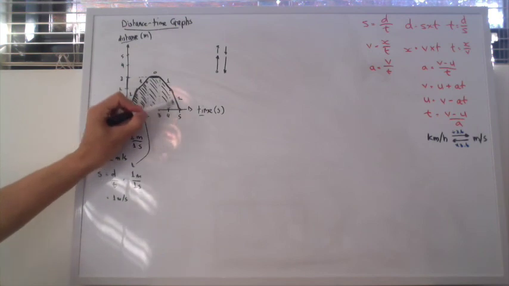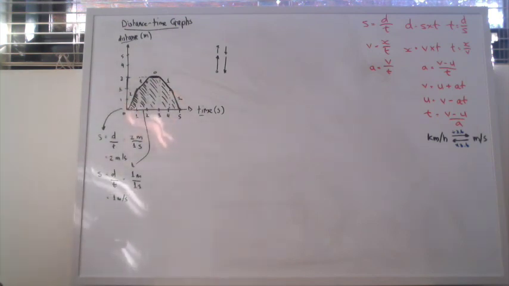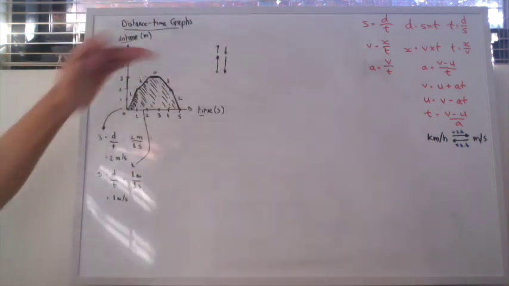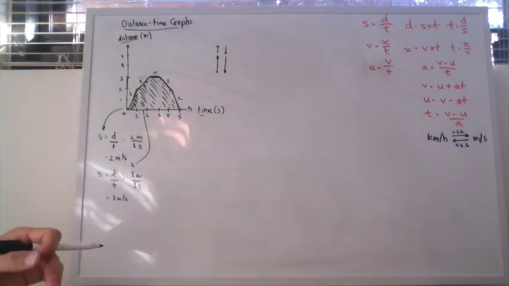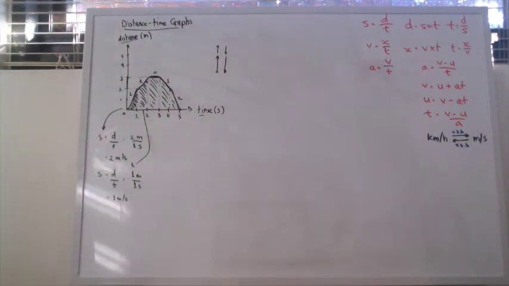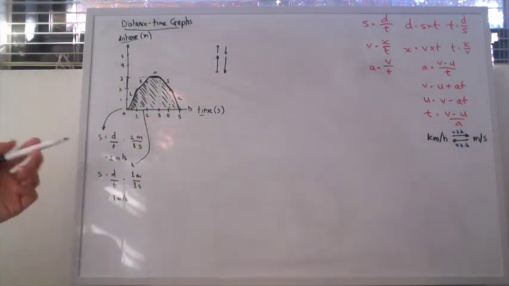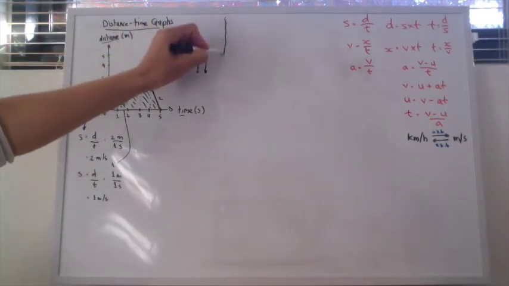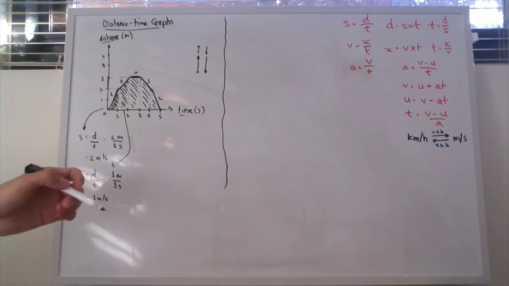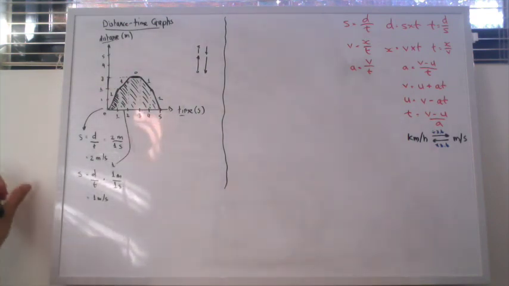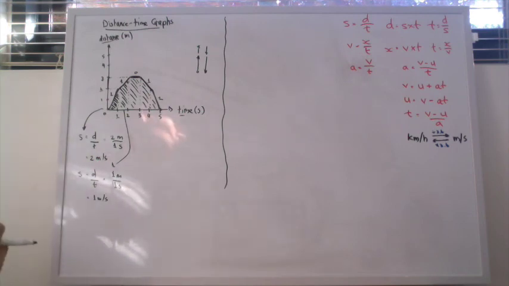Okay, and so you can then try and work out what it is there. Yeah, so this is an object that moved up and then made its way back down to its original location. Okay, if we were to look at a speed time graph, however, you might get a slightly different reading there. So let's take a look at a speed time graph, because speed time graphs are generally a little bit more complicated than your distance time graph.